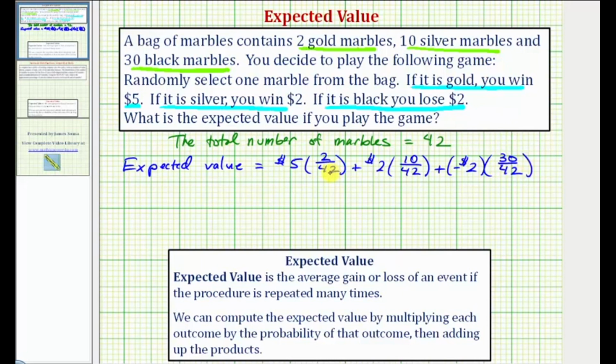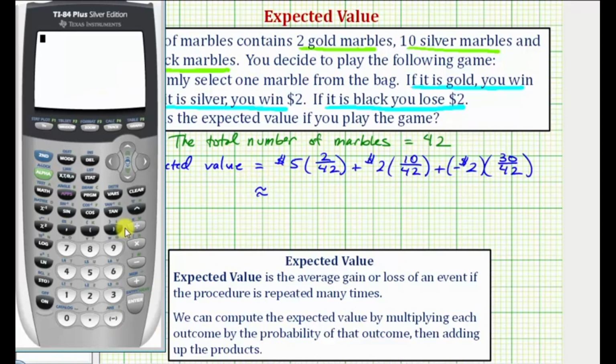Notice how these probabilities do simplify, but since we're concerned about the sum of these products, we can leave it in this form, and we'll go to the calculator. And because our expected value is in dollars, we'll round to the nearest cent. So we'd have 5 times 2 divided by 42 plus 2 times 10 divided by 42. Then here, because we have plus a negative product, we'll just write minus 2 times 30 divided by 42.